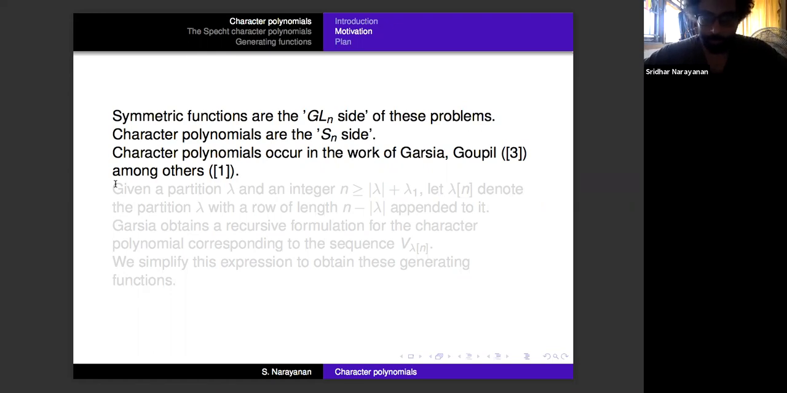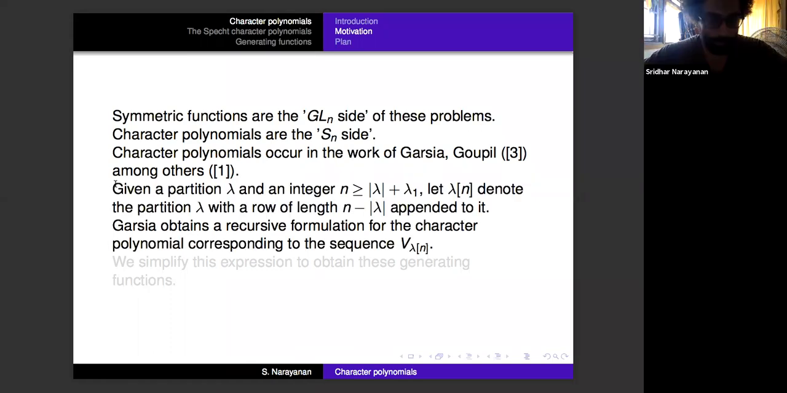So particularly, what this paper aims to do is simplify a result of Garcia, which is a recursive expression for the character polynomial associated to a certain family of Specht modules. You have a partition lambda, and then you attach a long row to the front of lambda. The size of this row is n minus the size of lambda, so this is now a partition of size n.